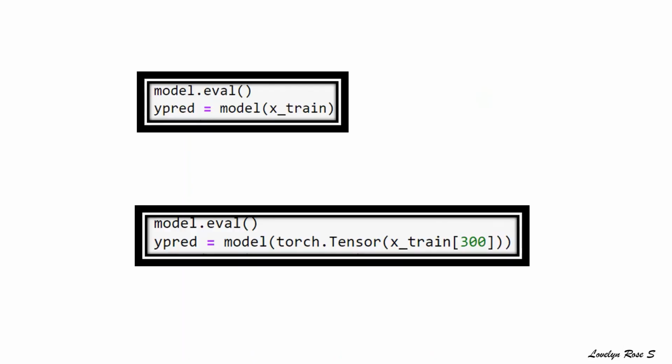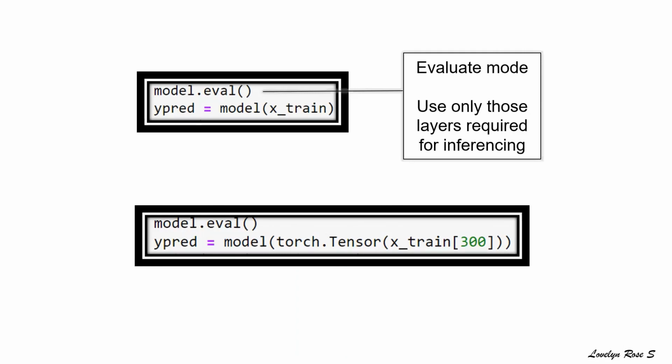To perform inferencing, we have to first convert it into evaluate mode. When you convert it into evaluate mode, you will learn later that there are certain layers called dropout and batch normalization, which are not required during testing, but are required during training. So when you convert it into model.eval mode, it ensures that those layers that are not required during inferencing are not used. So it is always a good practice to use model.eval before trying to predict.